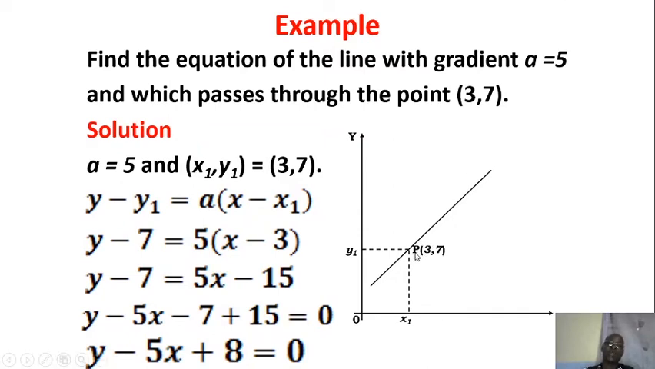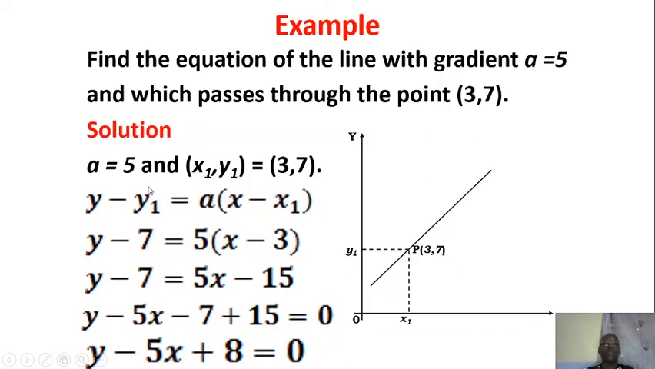It has passed through the point P where x is 1 and y is 7. It means x1 is 3 and y1 is 7. So we write the slope a is equal to 5 and (x1, y1) is equal to (3, 7). So we state the equation as is given to us before and put in values.